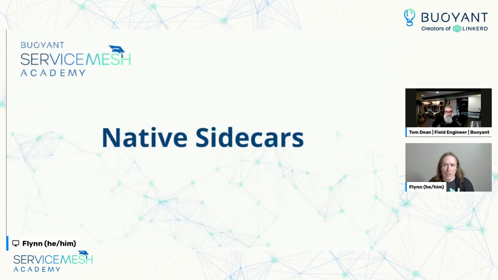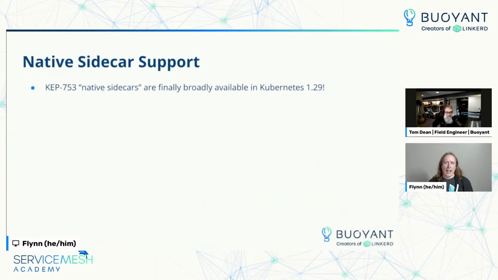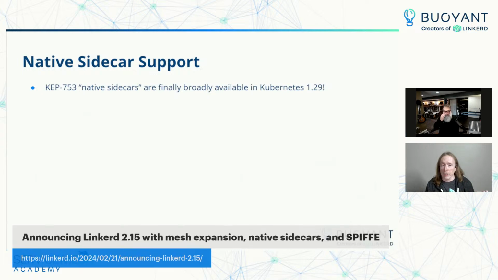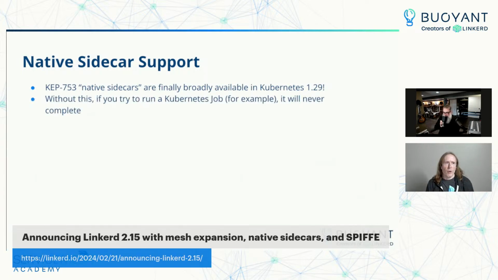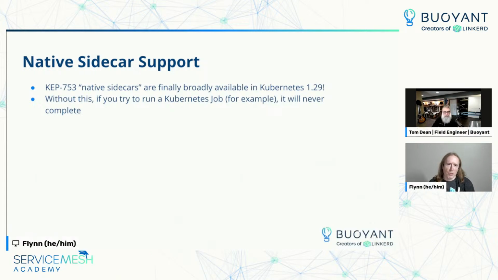And the last major feature we wanted to look at here is native sidecar support. This is a brand new thing in Kubernetes 1.29. It actually was an alpha feature in 1.28, but in 1.29, it's actually there for everybody to use. Basically, for example, if you ever tried to run a job with the Linkerd proxy injected in Kubernetes, you would see that it would never complete.